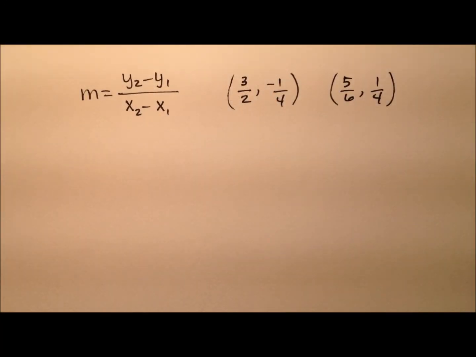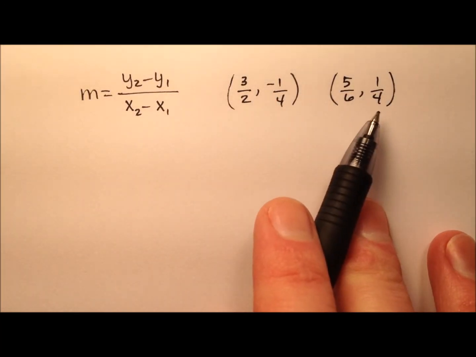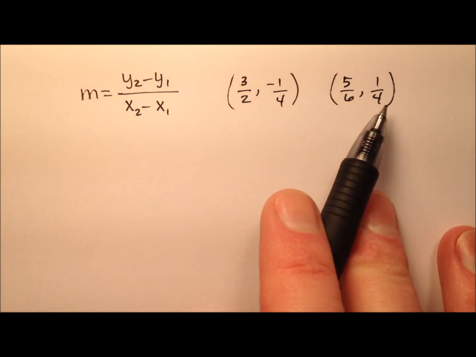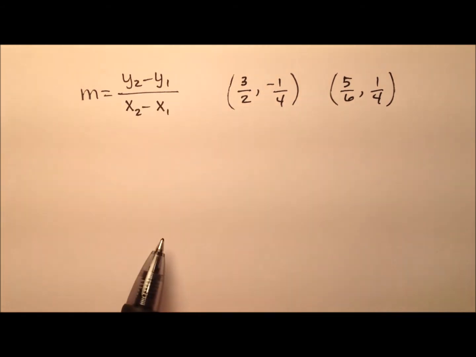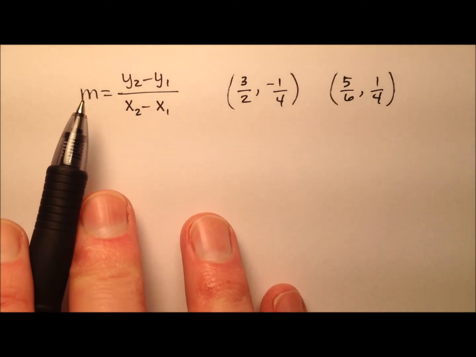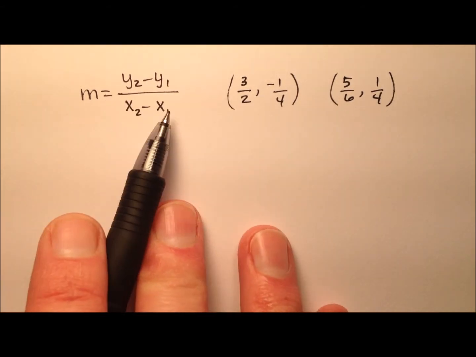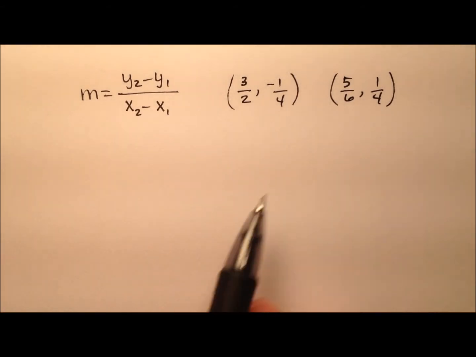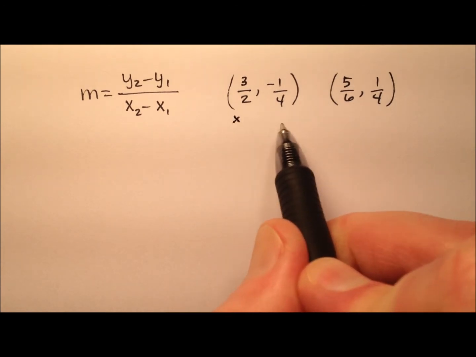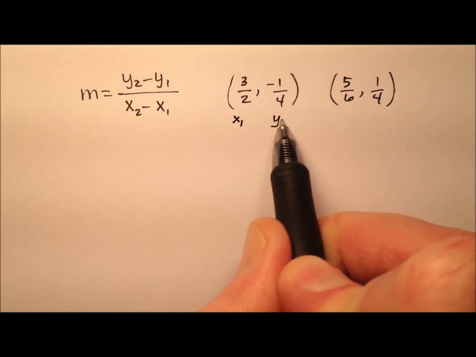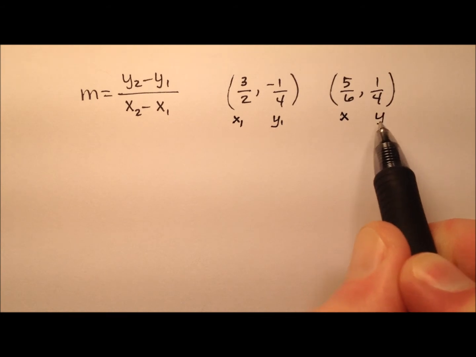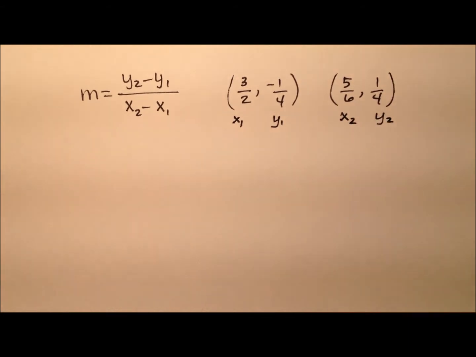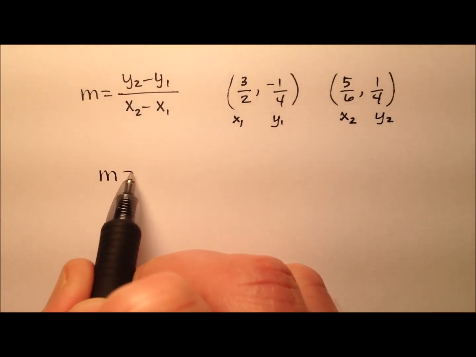In this third example, you'll notice our ordered pairs have fractions as our coordinates, and that's okay. It will still work the same way. So we have our slope given by the change in y over the change in x. So let's go ahead and give our designations. We have our x and y coordinate for our first point and our x and y coordinate for our second point. So let's go ahead and plug these into our formula.